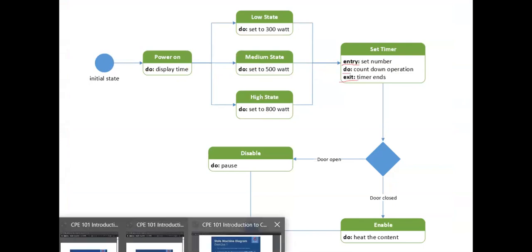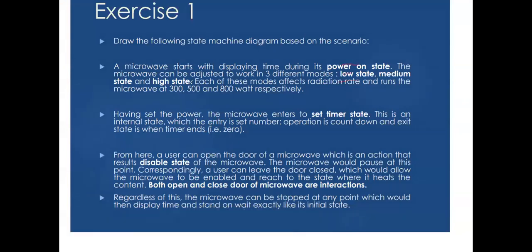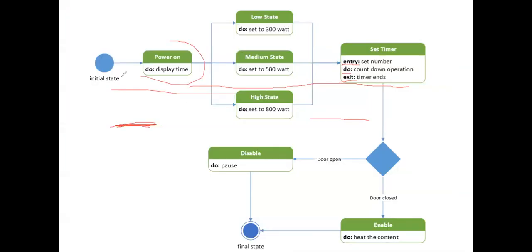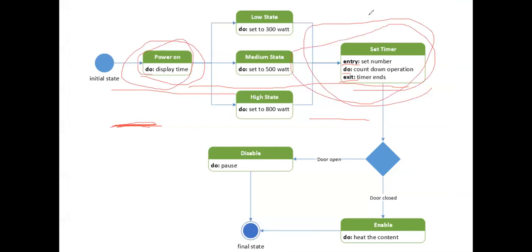Look at the question. The question tells you everything. Each of these nodes affects the radiation rate, running at 300, 500, 800. Then you have the set time state. This is an internal state. Okay, the difference between an internal state and a regular state is that the regular state only has do. The internal state will have an entry, do, and exit. Okay, this is how you differentiate them.